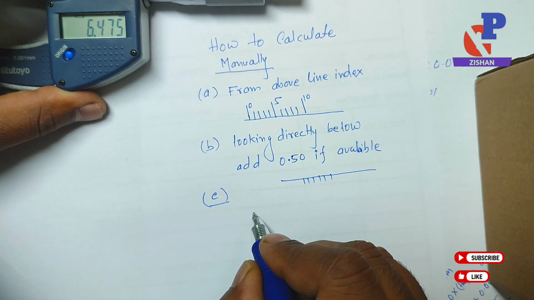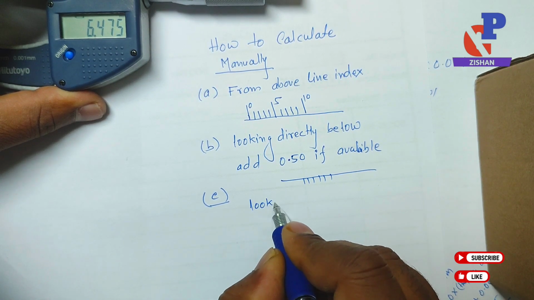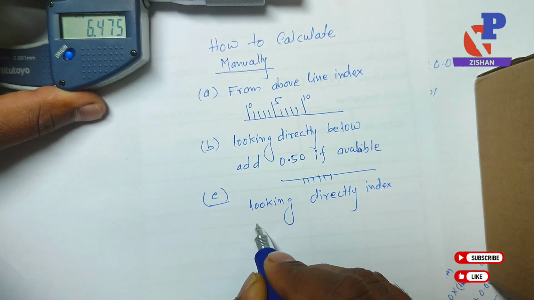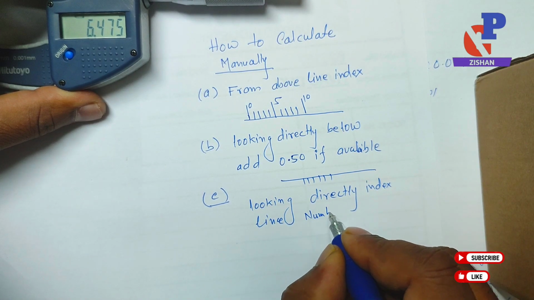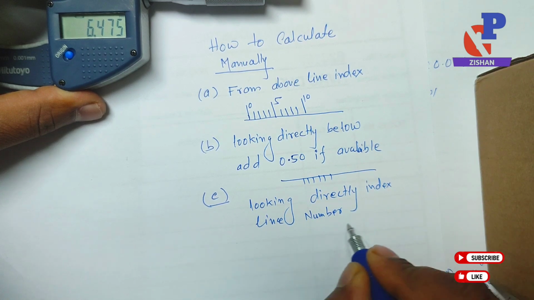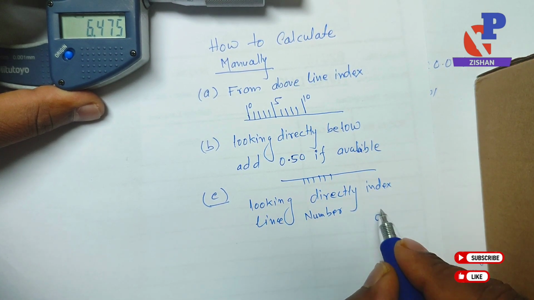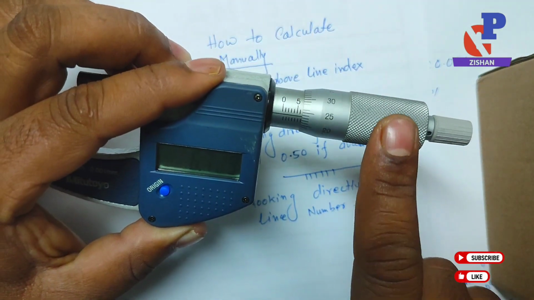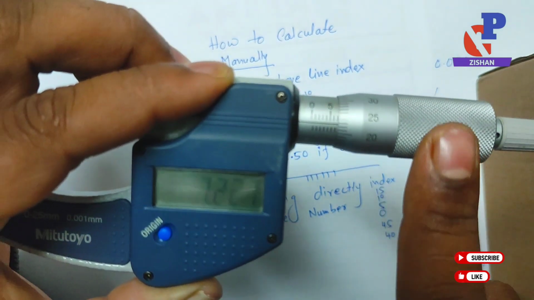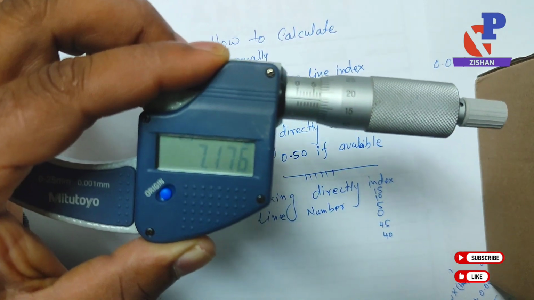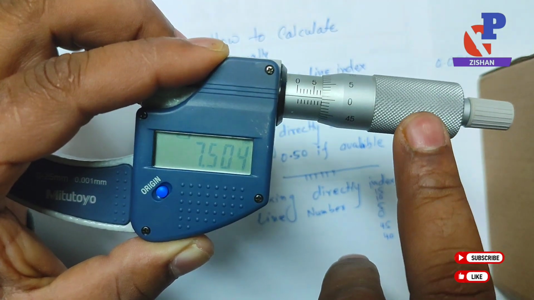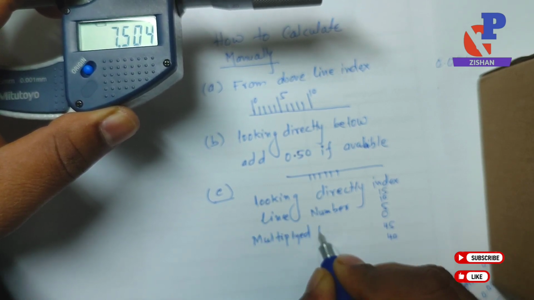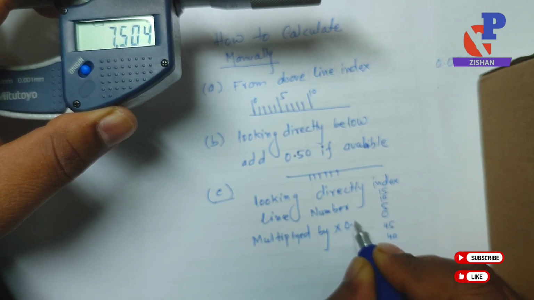In C we have to check the index line. There is a number 0 to 45 in the digital micrometer, and that index line number we have to multiply by 0.01. As you see in the digital micrometer, there are numbers 0, 5, 30, 45, 40, 10, like this. We have to multiply this number by 0.01. After that we have to add all three, A, B and C, then we find the exact number.